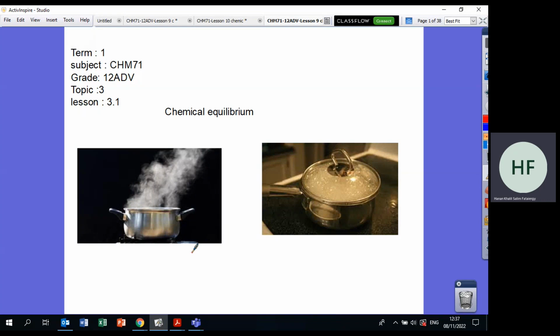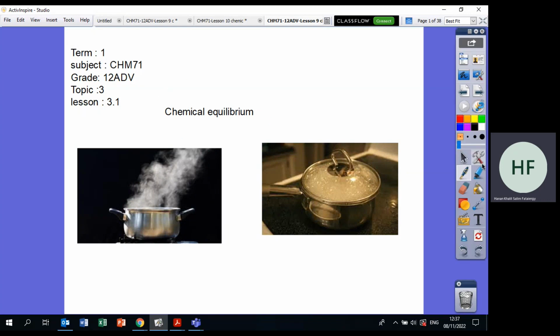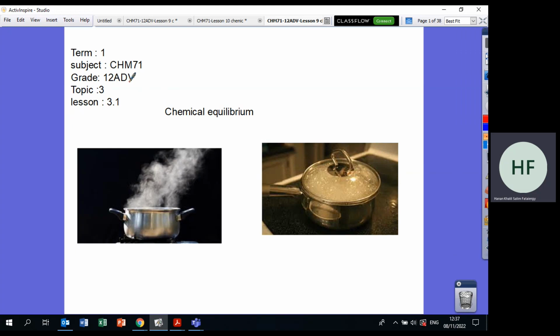Today I'm going to explain for you the lesson about chemical equilibrium, and this is your lesson 9 in term 1 required material. All grade 12 advanced can study this lesson. This is lesson 9 out of 11 chapters you have to do in term 1 exams.